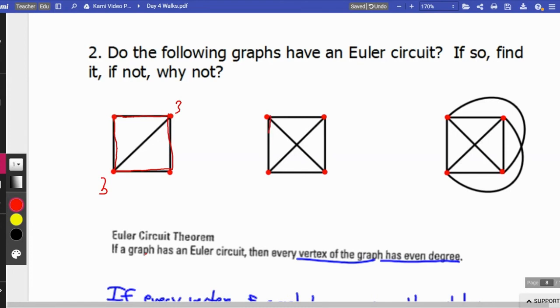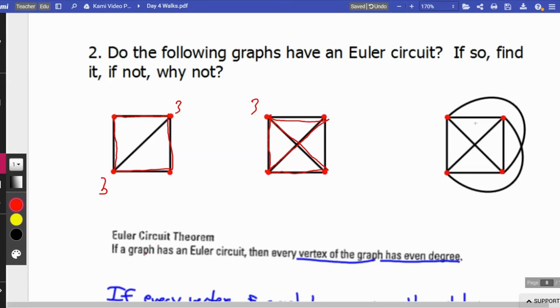We could try this guy. You could try it out for a little while, see if you can make it work. Nope. I started up here, and I didn't get everywhere. And we should also know that if it's an Euler circuit, then every vertex of the graph has an even degree. And that's not true. This has degree 3 right there. So it's over.